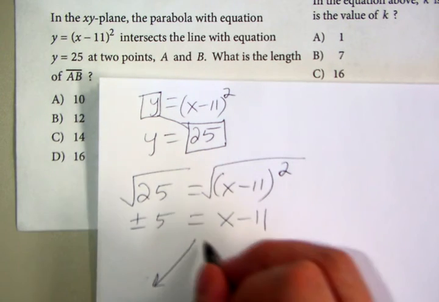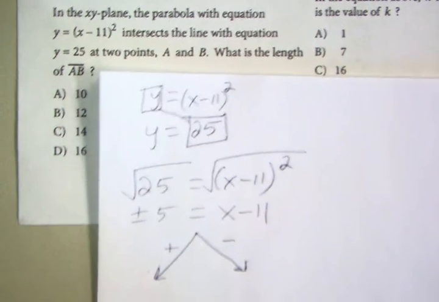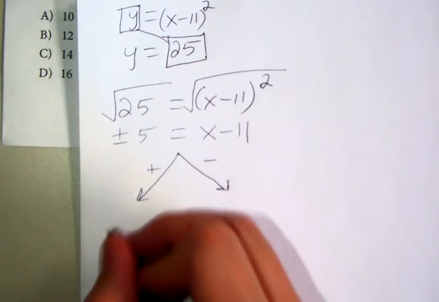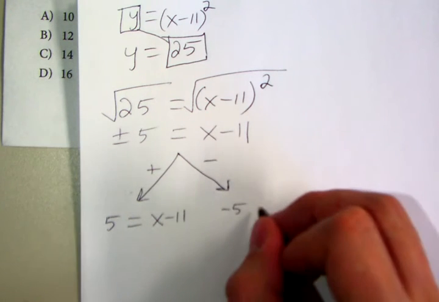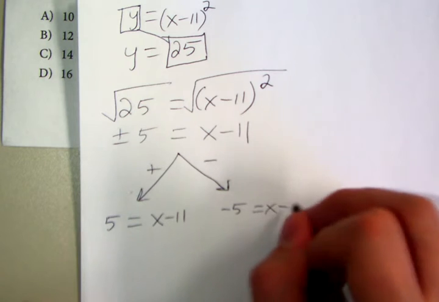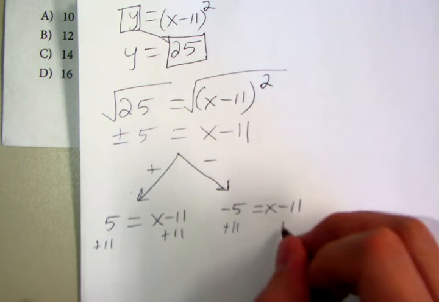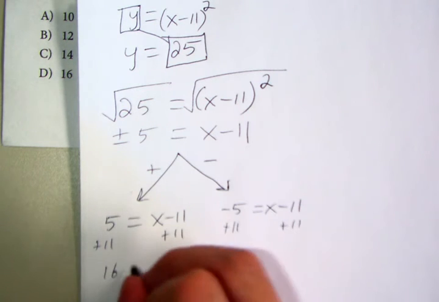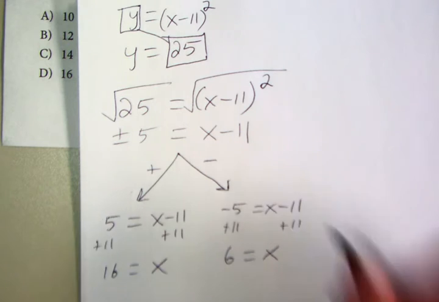So just like absolute value problems, this one splits. We have the positive side and the negative side. On the left here, we'll take positive 5 is equal to x minus 11, and the right, negative 5 is equal to x minus 11. The steps are the same for both sides. We add 11, and we get 16 is equal to x, or we get 6 is equal to x.